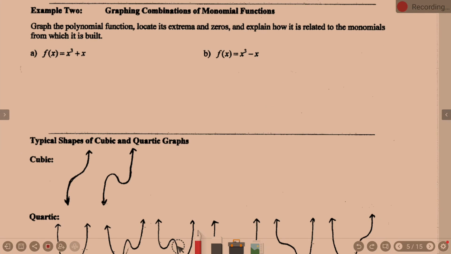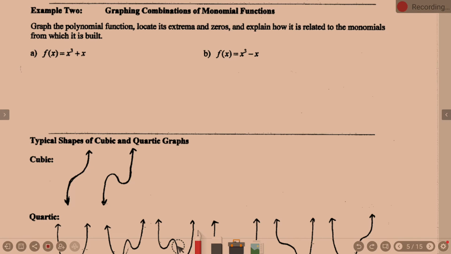Example 2 asks us to graph the polynomial function, locate its extrema and zeros, and explain how it's related to the monomials from which it is built. Okay, this is not a graph that I expect you to know what it looks like. I know some of you have already graphed this, but if you haven't, you can at least think open-mindedly with me for a moment.